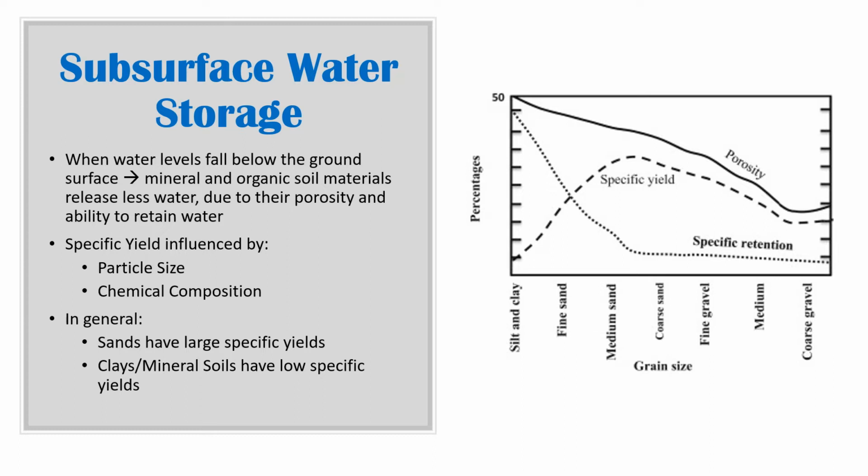So this graph over here shows that specific yield for silt and clay is pretty low because that clay has a high surface area and holds on to that water. But when you get up here into coarse sand, you have a high specific yield. And then it goes back down for coarse gravel.